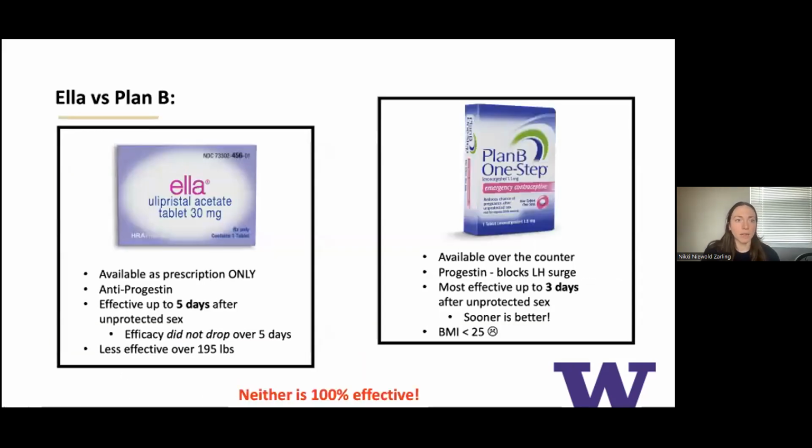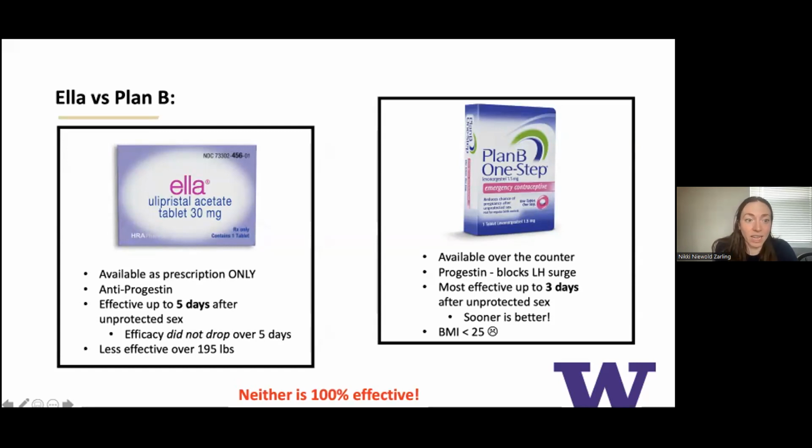So, a little bit more about Ella versus Plan B. A lot of us are familiar with Plan B. It's available now over the counter, and it's a progestin, levonorgestrel, that blocks the LH surge. It's most effective up to 3 days after unprotected sex, and sooner is always better. However, new data is coming out to suggest that in patients with a BMI over 25, it's really not very effective, which really limits its use in many of our patients.